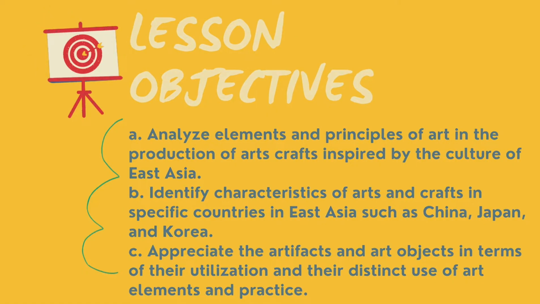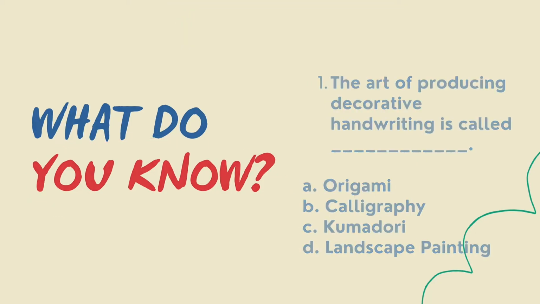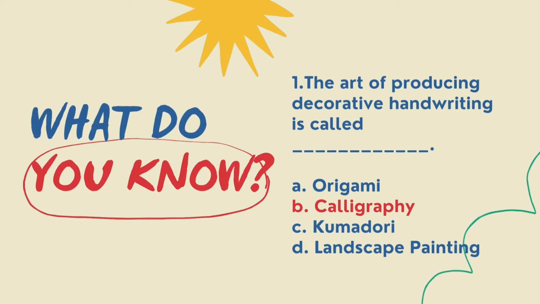Now before we move on to our lesson for today, let us look at the things that you know first. So what do you know? Number one, the art of producing decorative handwriting is called A. Origami, B. Calligraphy, C. Kumadori, D. Landscape painting. If you answer letter B, calligraphy, then you are correct.